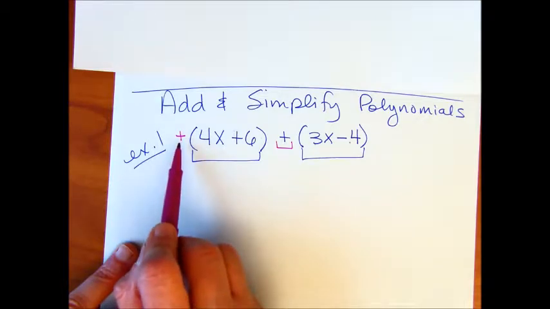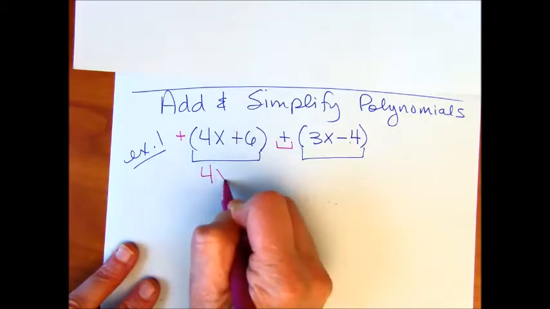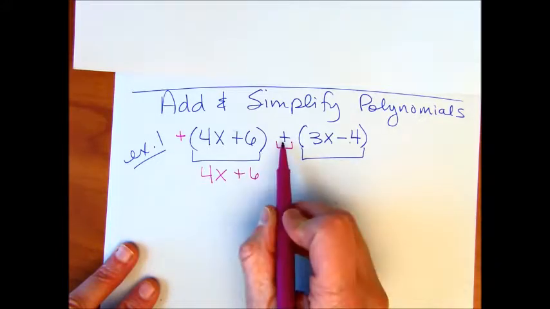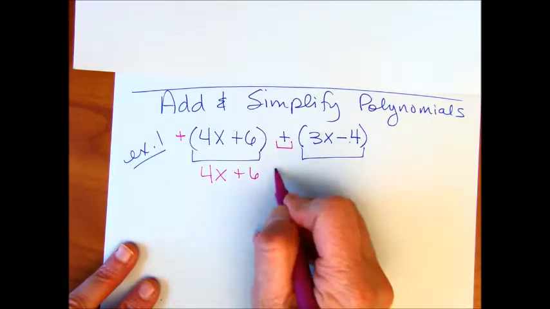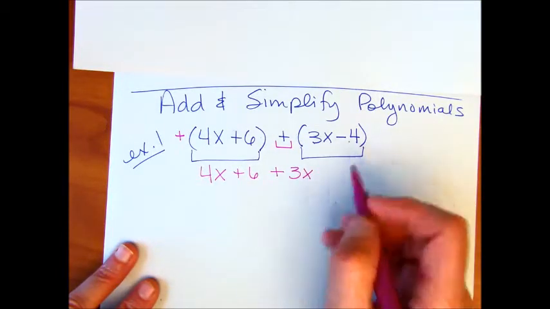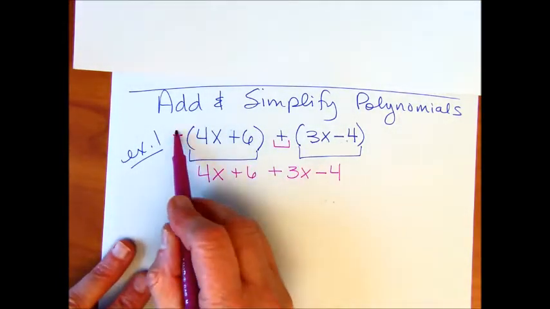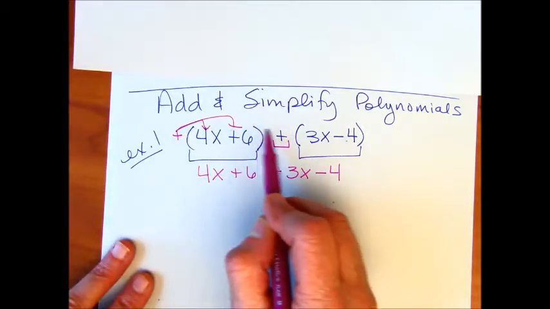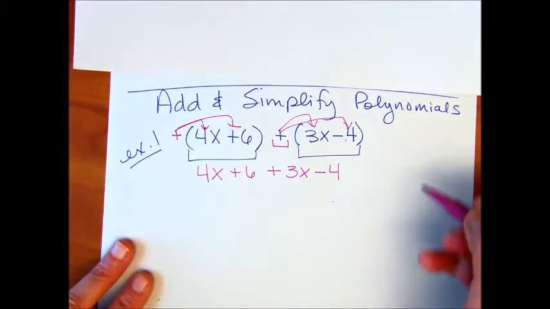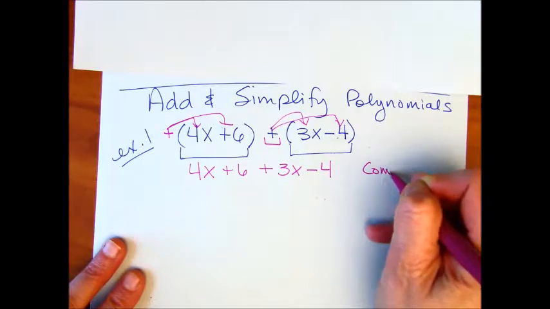And so, just quick review, positive times a positive 4x is going to be 4x, and a positive times a positive 6 is plus 6, and then a positive times 3x is a positive 3x, and a positive times a negative 4 is a negative 4. And so by doing this distributive property, we are essentially getting rid of those groupings, and now we can simplify by combining like terms.